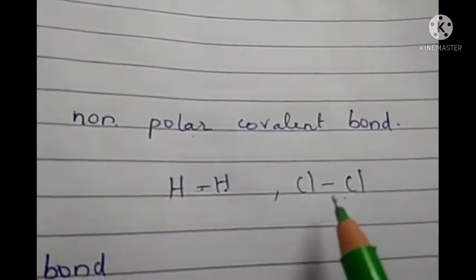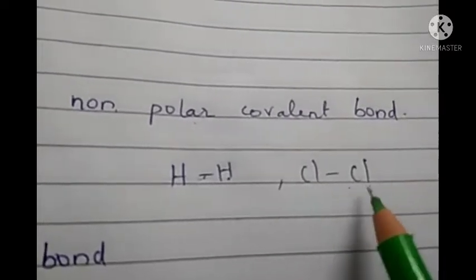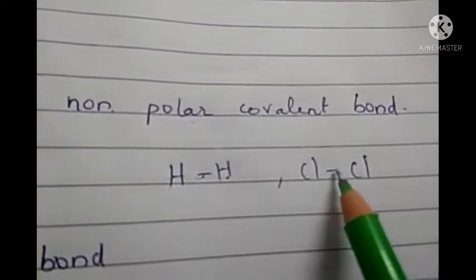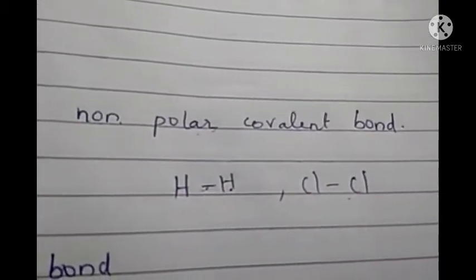Like that in the case of the chlorine molecule also, two similar or same type of chlorine atoms are sharing one pair of electrons, and that bond also can be called a non-polar covalent bond.